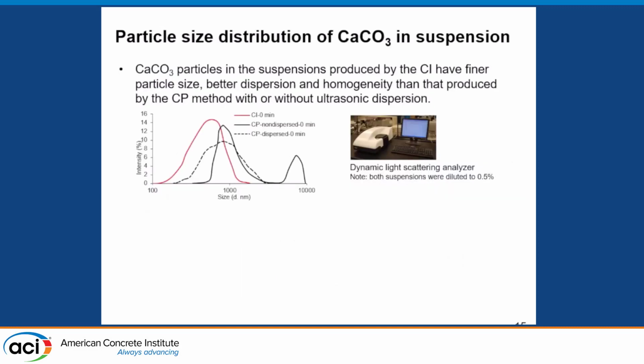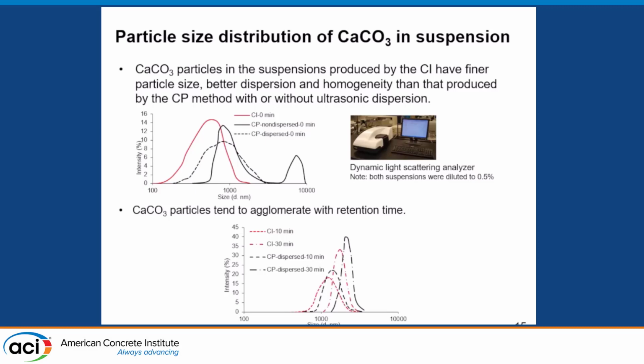We think the improvement of the mechanical properties and the better refinement of the microstructure is because the CI method can generate more uniform and finer nanoparticles. So we conducted testing to verify that. As you can see, the calcium carbonate particles in the suspension produced by the CI injection method have finer particle size and better dispersion and homogeneity than those produced by the CP method. For the CP method, for comparison, we did one with ultrasonication and one without. With sonication, it improves the homogeneity and dispersion, but compared with the CI method, the particles are coarser and not as good.